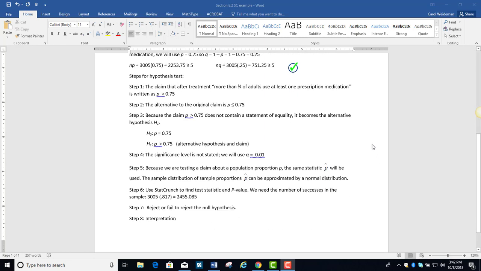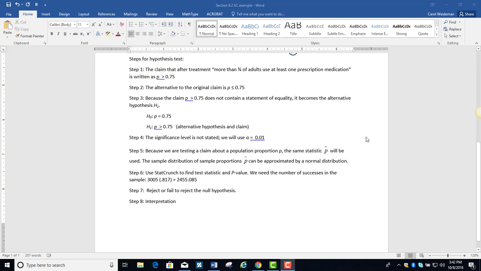So our hypotheses are the null hypothesis H0, p equals 0.75, and the alternative hypothesis and claim H1, p greater than 0.75. The significance level, we will use 0.01. Since we're testing a claim about a population proportion, the sample statistic p hat will be used. The sampling distribution of sample proportions p hat can be approximated by a normal distribution. We will use StatCrunch to find the test statistic and the p-value.